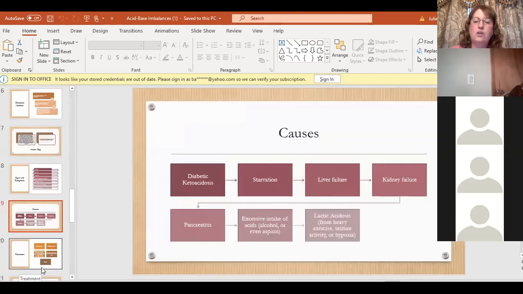Other things that could cause this, other than diabetic ketoacidosis, would be starvation. If you were on some type of starvation diet, or heaven forbid you were somewhere like a concentration camp where people were starving you on purpose, you could go into this. Liver failure could cause this. Also pancreatitis, kidney failure, lactic acidosis, and an excessive intake of acids like alcohol or even aspirin.